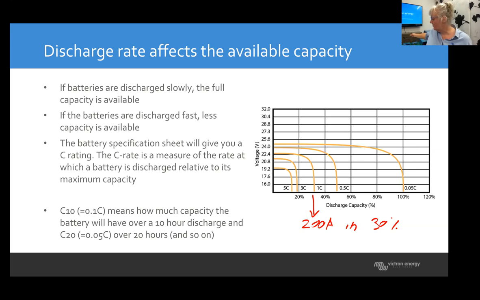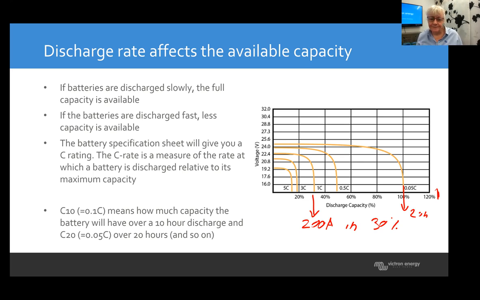So my 220 amp hour battery is not 220 amp hour anymore. That has gone to a third of that. So basically, you have your spec, right? Which is the 20-hour, and that's the maximum. If you do it really slowly, you actually get more. You get 120 or more.